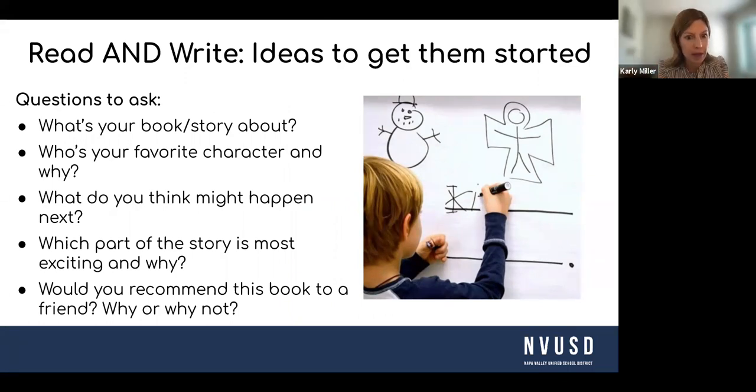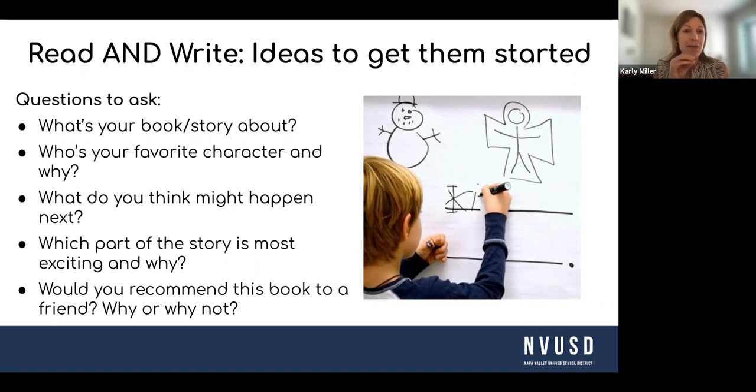Well, what do you think is going to happen next? So what is that next part of the story? Tell me about your most exciting part of the story we just read. What's the most exciting piece? Or, hey, we just read this book. Let's go tell grandma and grandpa or aunt and uncle why you like the book and have them explain that a little bit. So these are some ideas that you probably already talk about with them when they're reading.